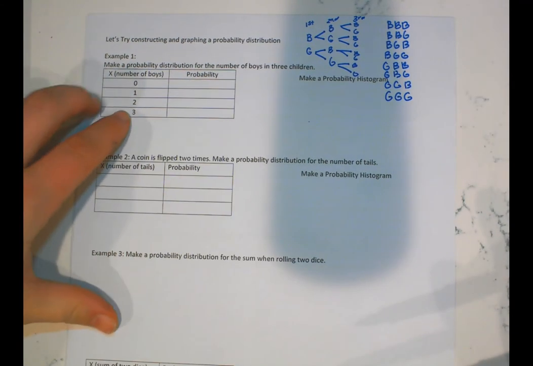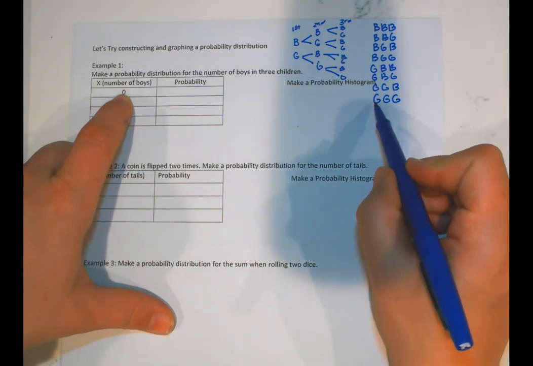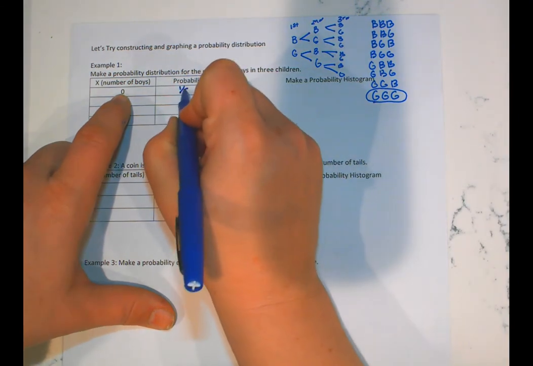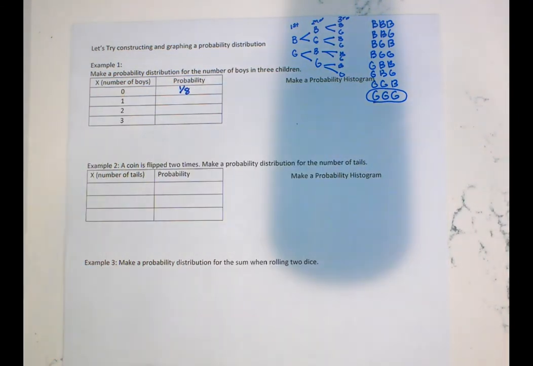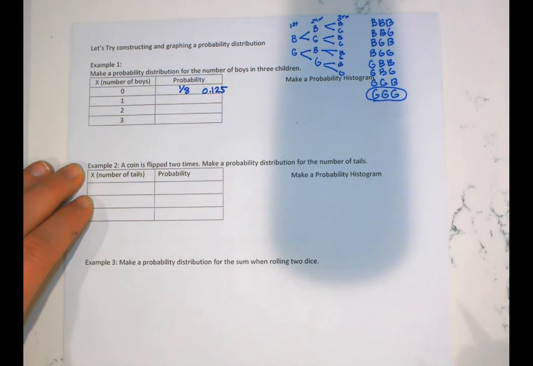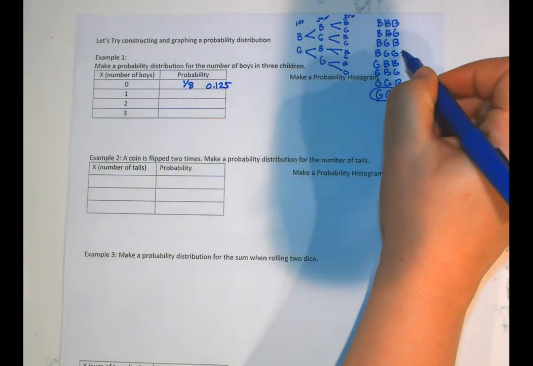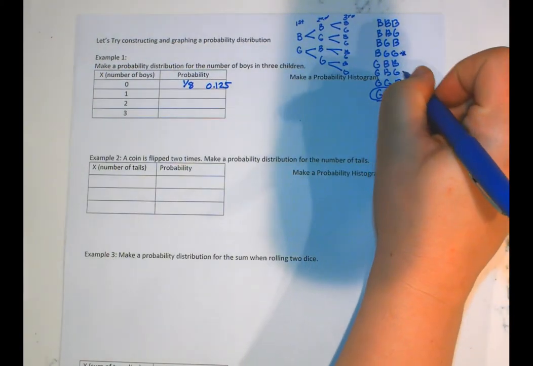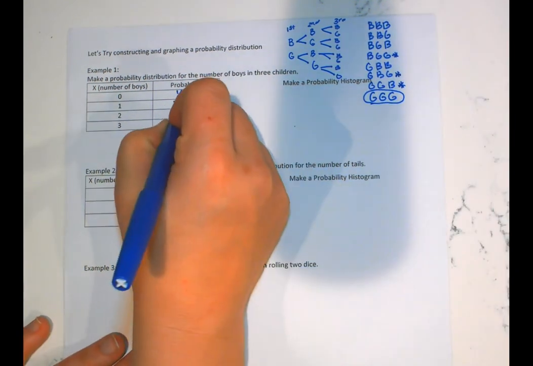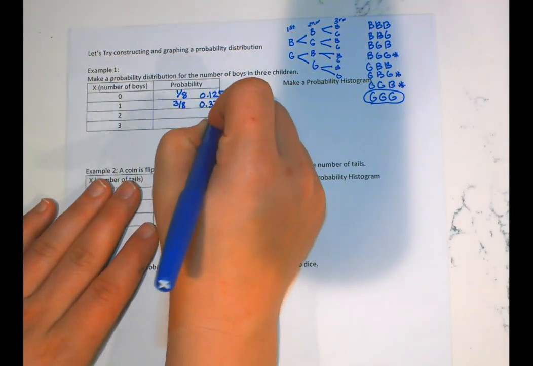So what's the probability that there are 0 boys? Out of the 8 outcomes, there's only one option where you have no boys. You have 3 girls. So that would be 1 out of 8, which we could turn into a decimal. If I do 1 divided by 8, I get 0.125. Then the probability that I have 1 boy: this one has 1 boy, and this one has 1 boy, and this one has 1 boy. So I would have 3 out of 8 here, which would give me 0.375.